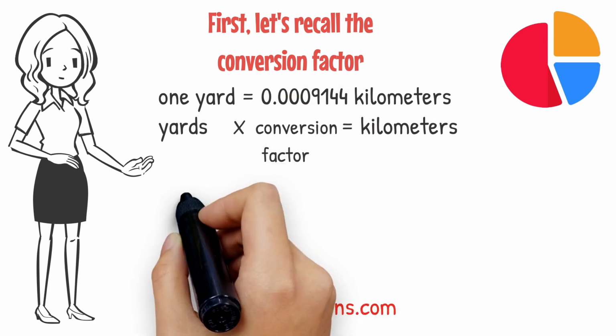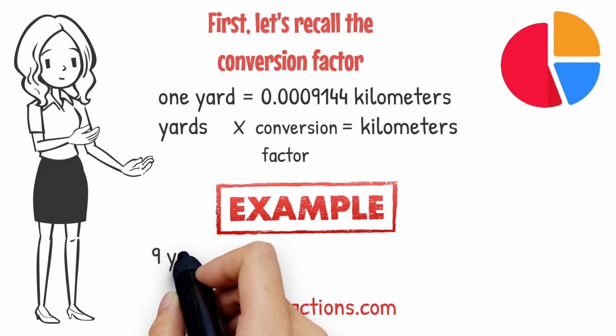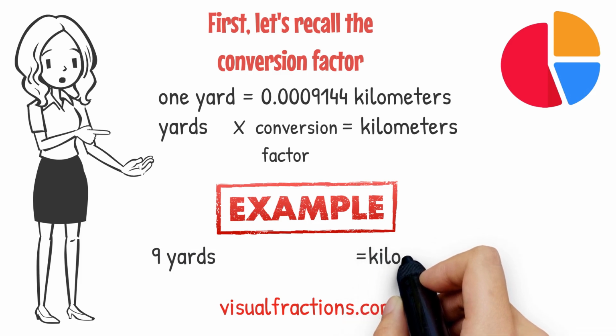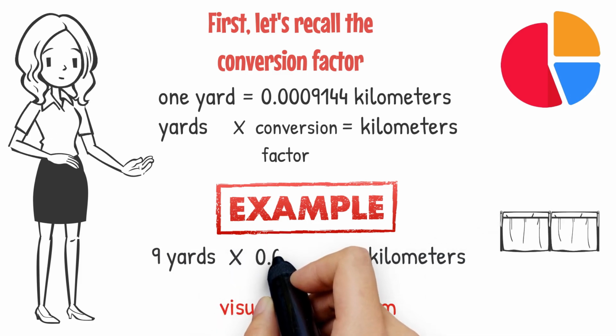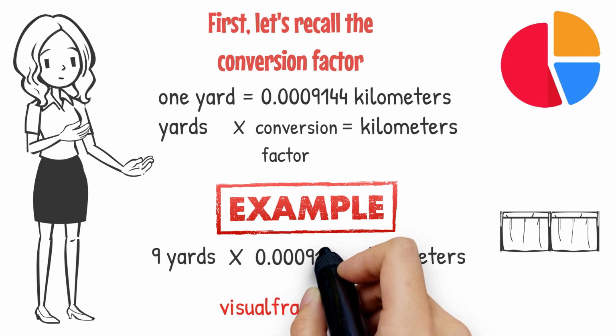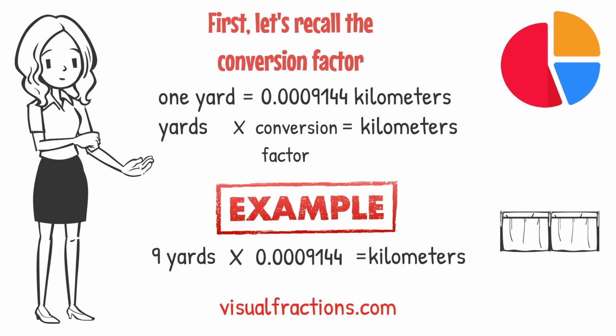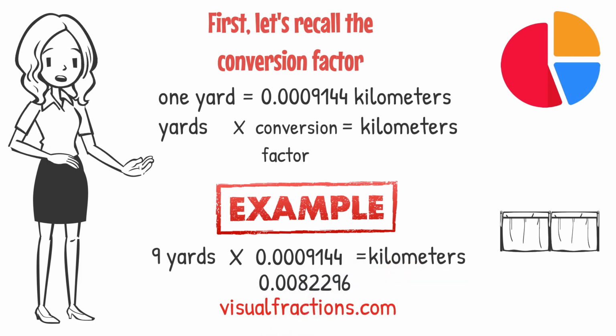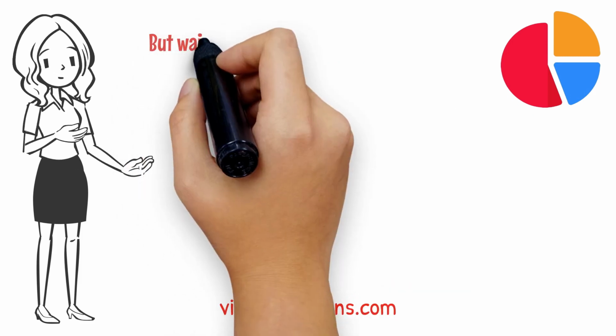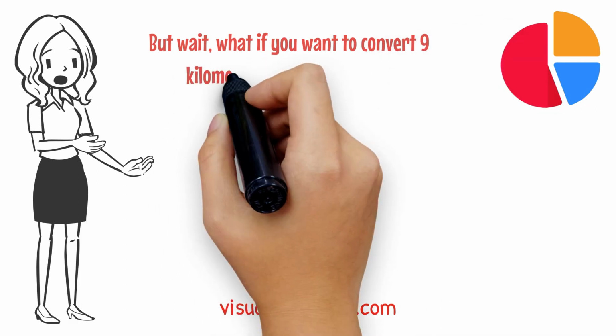Let's walk through an example. Suppose you have 9 yards of fabric that you need to convert to kilometers. We start by multiplying 9 by 0.00091144. This gives us approximately 0.00822296 kilometers. But what if you want to convert 9 kilometers of road into yards?